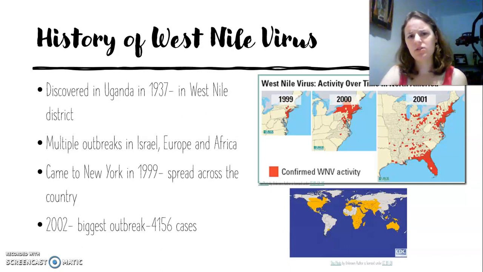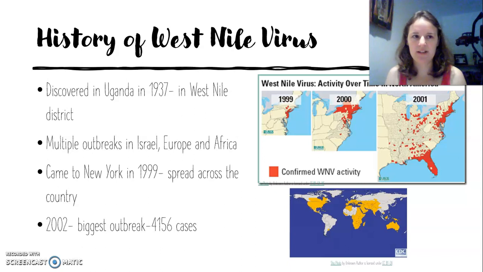It was discovered in Uganda in 1937 in the West Nile district, hence the name, and when they were testing for it, they actually thought it was yellow fever at first, and then they found out, oh, this is something different. Since that time, there have been multiple outbreaks in Europe, Africa, and Israel. In fact, it was in Egypt when they first started testing.